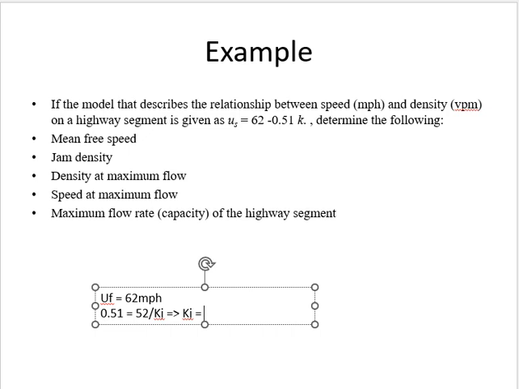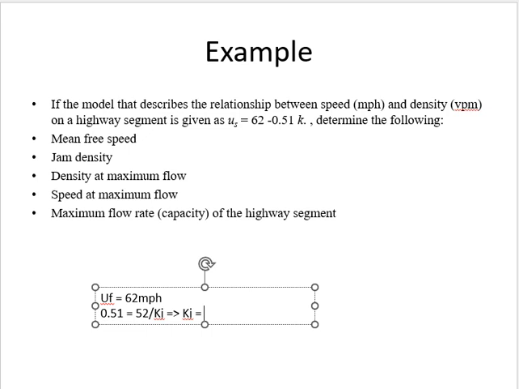Okay. Now we have to find out density at maximum flow rate. Do I have flow rate here? I don't have, right? There is no flow rate here. So from this equation I cannot find it. Okay? I have to come up with some other equation.